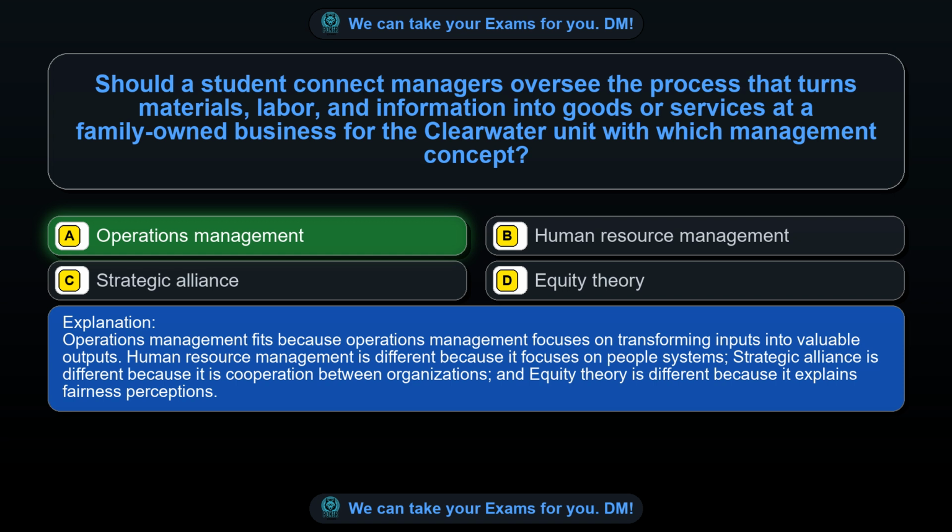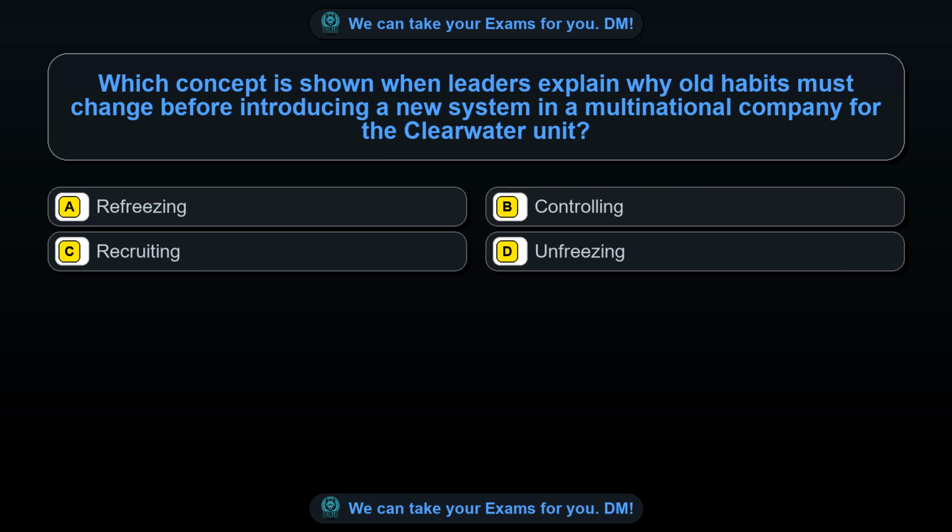Human resource management is different because it focuses on people systems. Strategic alliance is different because it is cooperation between organizations, and equity theory is different because it explains fairness perceptions. Question 56. Which concept is shown when leaders explain why old habits must change before introducing a new system in a multinational company for the Clearwater unit?